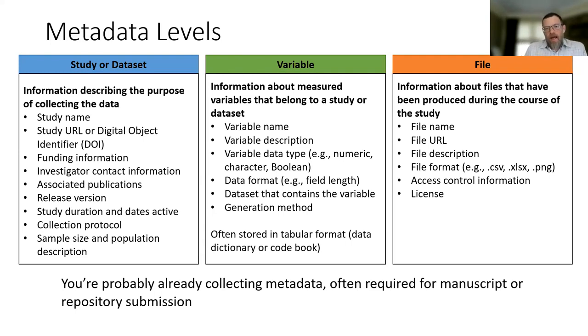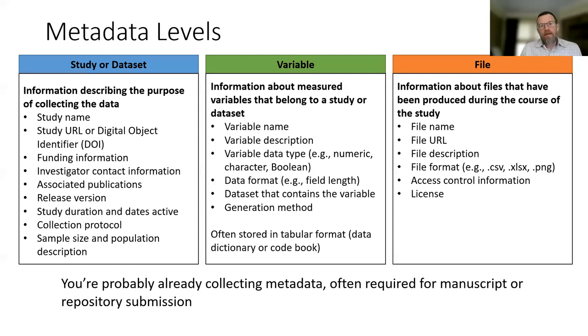There's also metadata at the variable level. That's information about the individual variables you're containing, typically in a table. So the variable name, a description of that variable, the data type, is it Boolean, is it numeric, is it character, the data format, any other data sets that contain the variable, and more about the generation method. Typically, when we talk about variable level metadata, we store it in what's called a data dictionary, which is a separate table that describes all the different fields that are contained in a larger table.